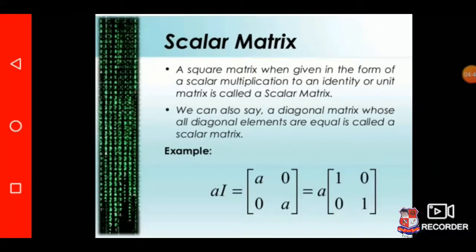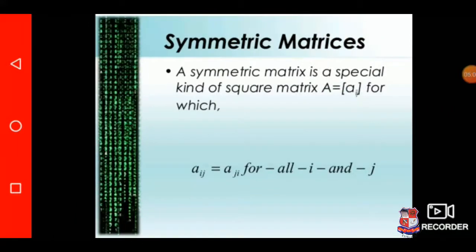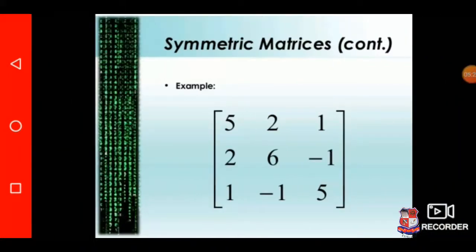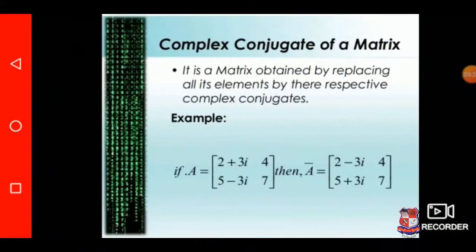Scalar matrix is a square matrix obtained by a scalar multiplication to an identity or unit matrix. We can also say a diagonal matrix whose all diagonal elements are equal is called a scalar matrix. Symmetric matrix. A symmetric matrix is a special kind of matrix A = [aij], for which aij is equal to aji for all i and j. Symmetric matrix, here is the example for that.